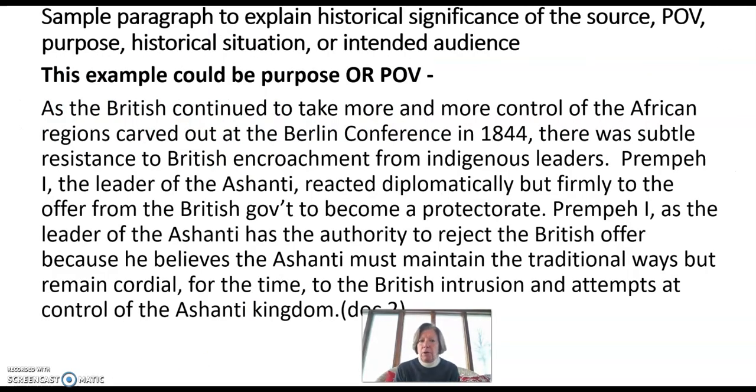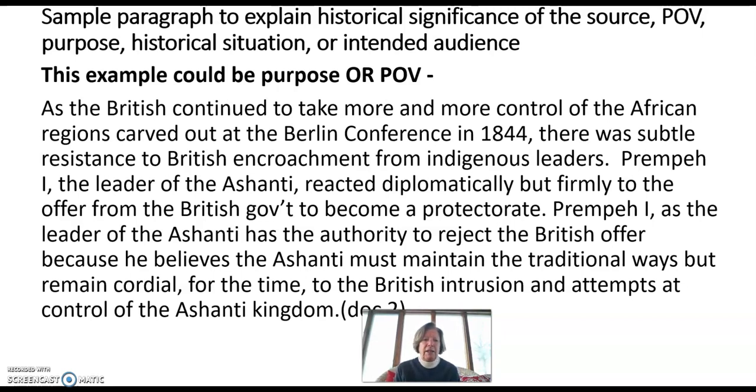So here's the sample paragraph to explain the historical significance of the source or the POV or the purpose or the historical situation or the intended audience. This could be an example of purpose or POV. As the British continued to take more and more control of the African regions carved out at the Berlin Conference in 1884, there was subtle resistance to British encroachment from indigenous leaders. Prempeh I, the leader of the Ashanti, reacted diplomatically but firmly to the offer from the British government to become a protectorate.